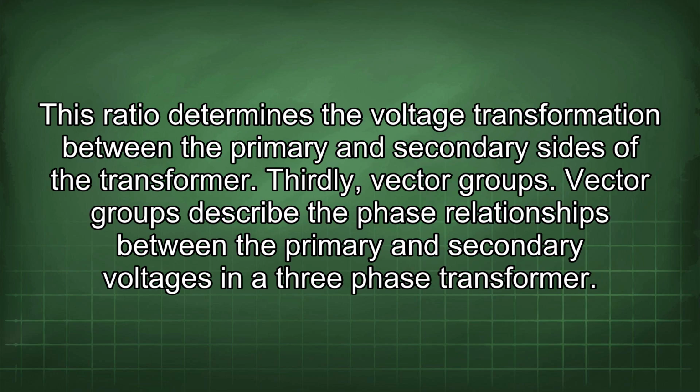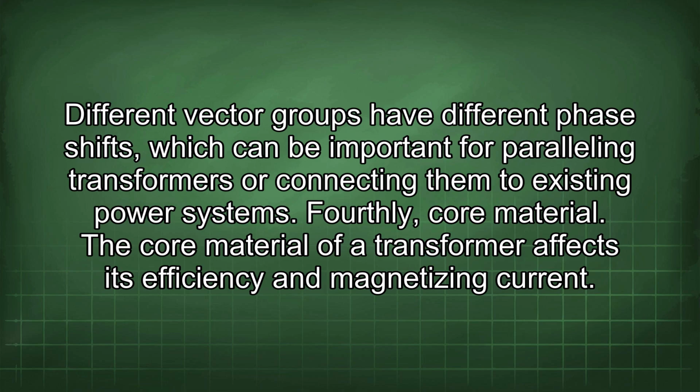Thirdly, vector groups. Vector groups describe the phase relationships between the primary and secondary voltages in a three-phase transformer. Different vector groups have different phase shifts, which can be important for paralleling transformers or connecting them to existing power systems. Fourthly, core material. The core material of a transformer affects its efficiency in magnetizing current.